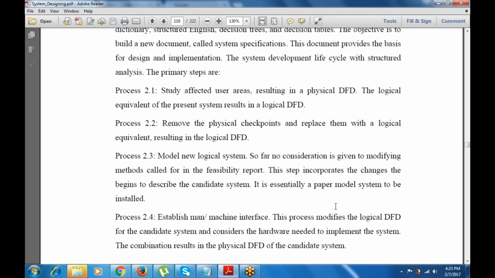Now, establish the man-machine interface. This is a process that modifies the logical DFDs for the candidate system and also considers the hardware needed to implement the system. The combination results in the physical DFD of the candidate system.